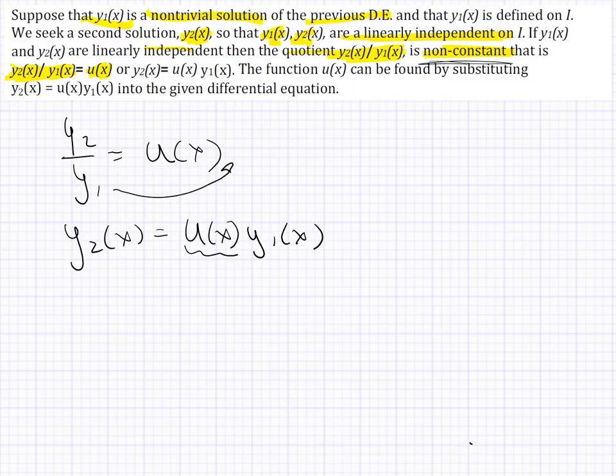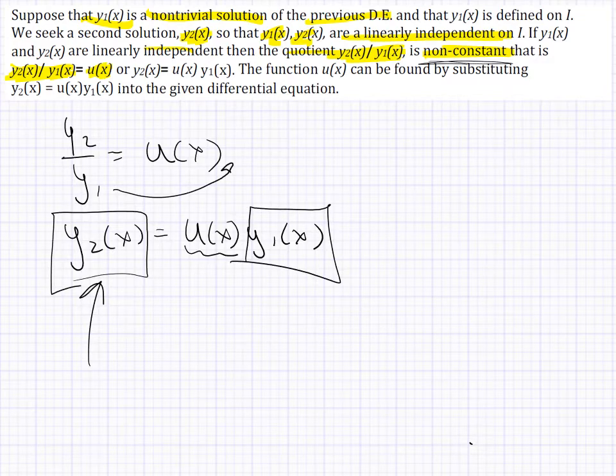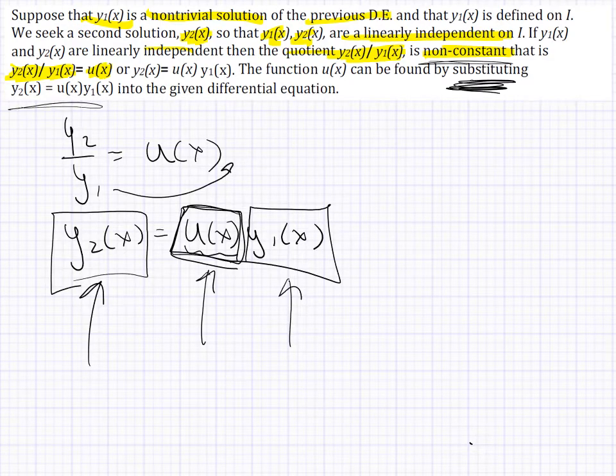Okay? So take a closer look at this. What this is telling us is that this second solution that we're trying to find should be equal to the first solution, which we're saying we would already know, times this random u function of x that we would need to come up with. So the way we're basically going to come up with this u of x is by substituting. And we're going to substitute this second solution's form into the original differential equation and see what happens.